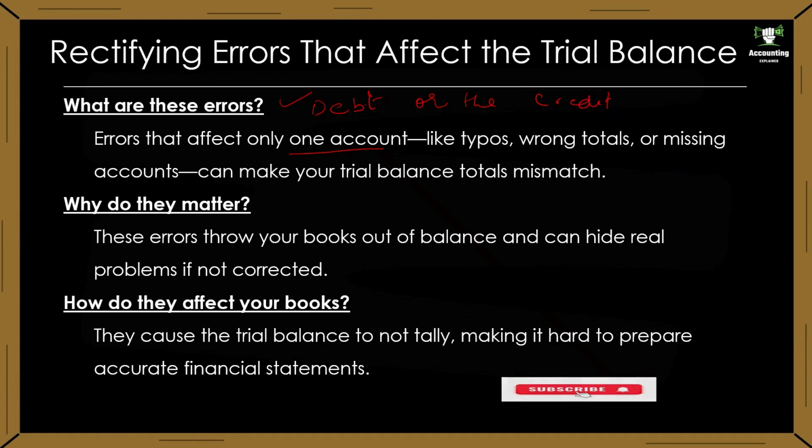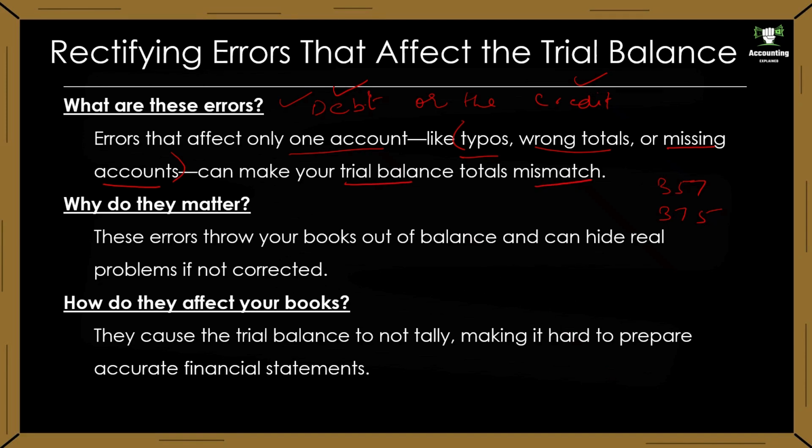Like typos. Typos means instead of taking 357, if you have taken 375, then your trial balance will not tally. There is an error. Wrong totals: while totaling either the debit side or the credit side, if you have made a mistake in the totaling, then there is an error. Missing accounts: if you have forgotten to take the sales account, which is an income that has to be taken to the credit side of the trial balance, then your credit side is going to be lesser and your trial balance is not going to tally. So all these example mistakes, errors, make your trial balance totals mismatch. That is, it will not tally.